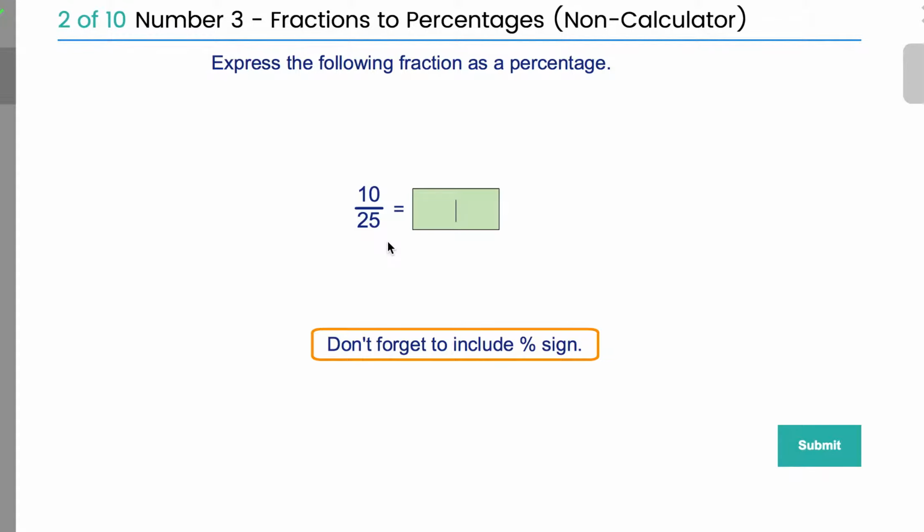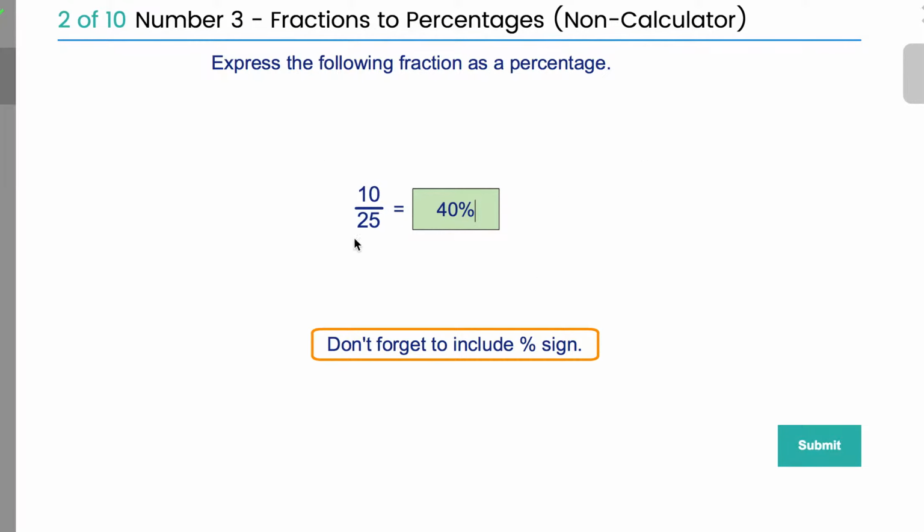Next one. This one is over 25. So one of the other rules you can learn about percentages, remembering a percentage is something out of 100, is that if you see something out of 25, then it's a quarter of 100. So there are 4 lots in 100. Like with 50, when we saw it was over 50, we just doubled it. When it's over 25, we have to double it and then double it again. So if we double 10, we get to 20 out of 50. And if we double 20 out of 50, we're going to get 40 out of 100. Don't forget to include the percentage sign.